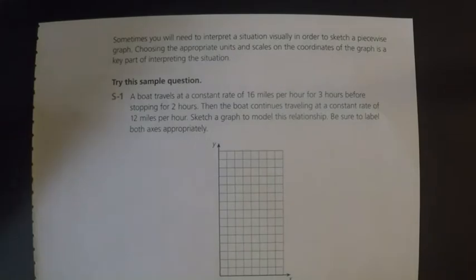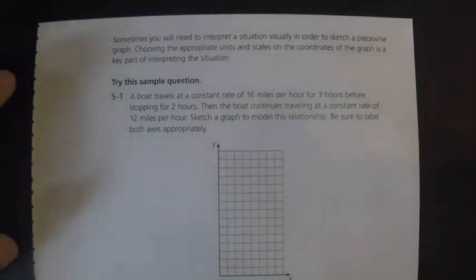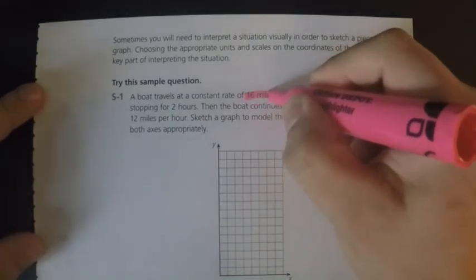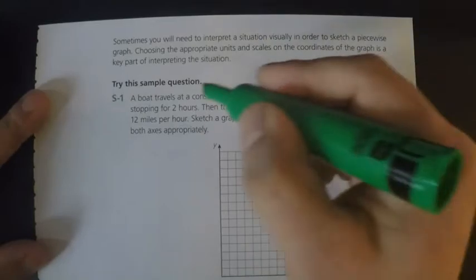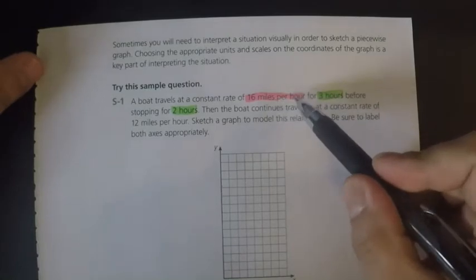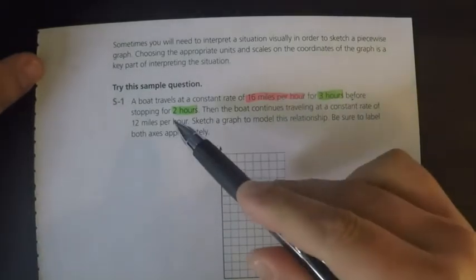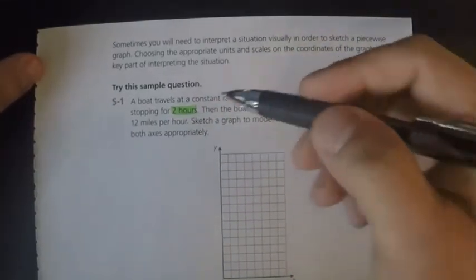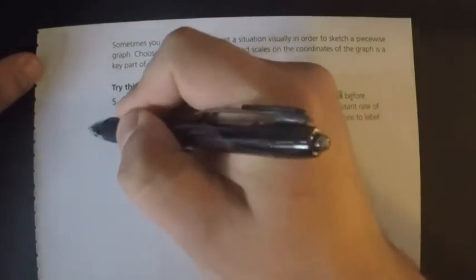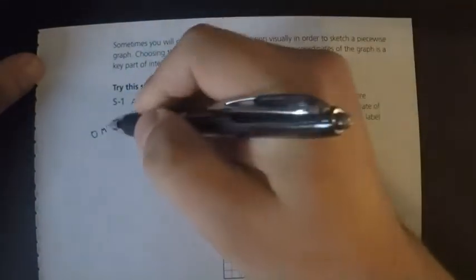So this sample question: a boat travels at a constant rate of 16 miles per hour for 3 hours before stopping for 2 hours. I'm going to highlight our rate of 16 miles per hour, and then also highlight in a different color our time, 3 hours before stopping for 2 hours. During these 2 hours, we know that it will be traveling at 0 miles per hour. So I'm going to put a little note here for myself, 0 miles per hour.